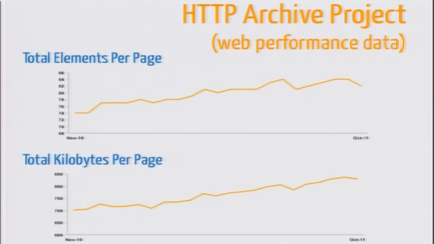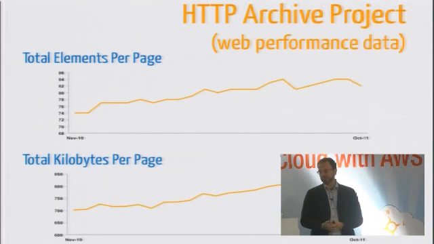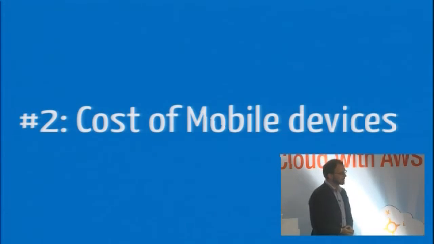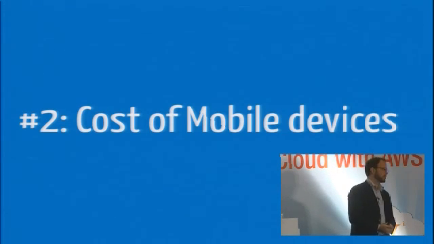And if you just consider in general what's happening to web complexity, you can take a look at the HTTP Archive project, which is essentially an archive that collects data on websites, size of web pages, load times, and other things. And you can clearly see that the trend is just growing. The complexity, the size of web pages is just growing. It's going up. The second challenge is the cost of mobile devices.